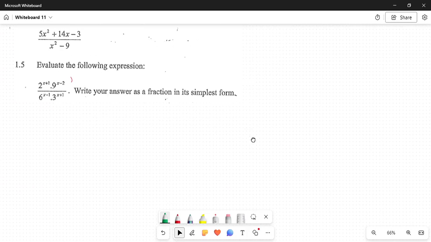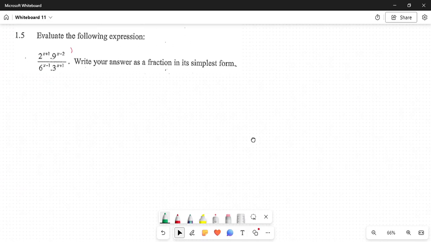Now let's check this example. How do we approach a question like this one? It's very important. The first thing, you check numbers that can be broken down. Numbers like 6 can be broken down. Numbers like 9 can be broken down. So you start by breaking down those. This one, 2 to the power x plus 1 times this one, just leave it the way it is because you can't break it down, you can only factorize it.